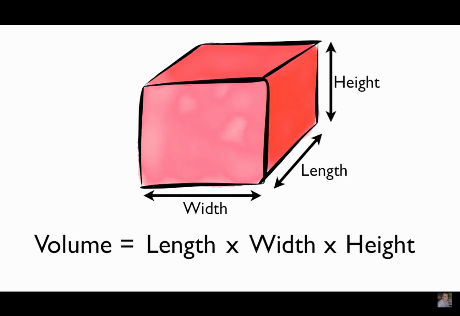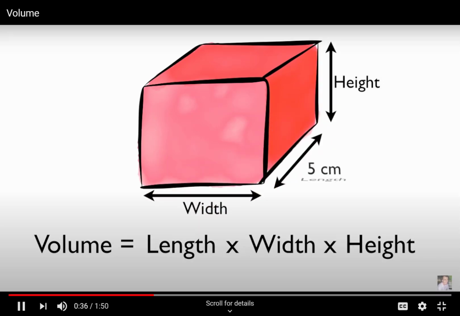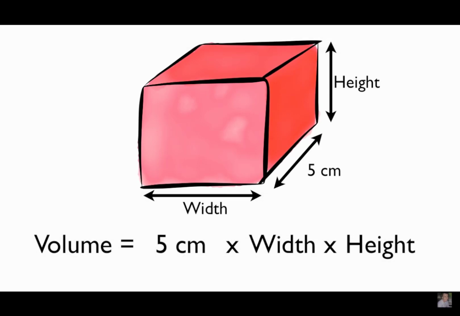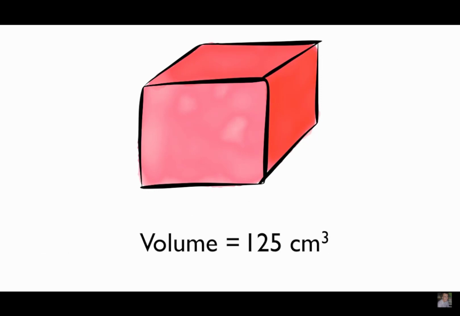Using a ruler, we take measurements. The measured value for length is 5 centimeters. The width is 5 centimeters, and the height is 5 centimeters. Our calculated volume is 125 cubic centimeters.